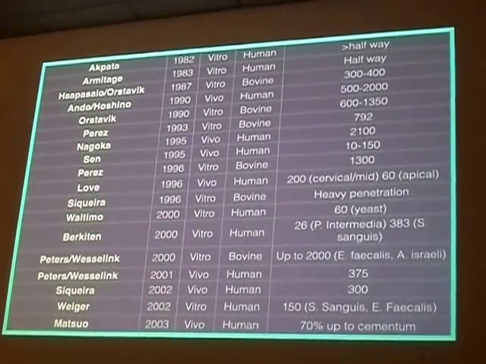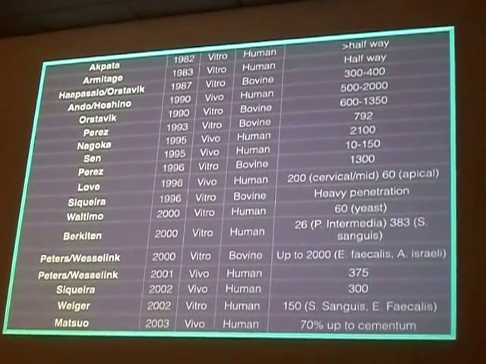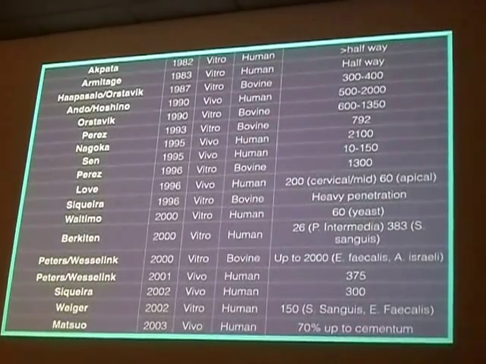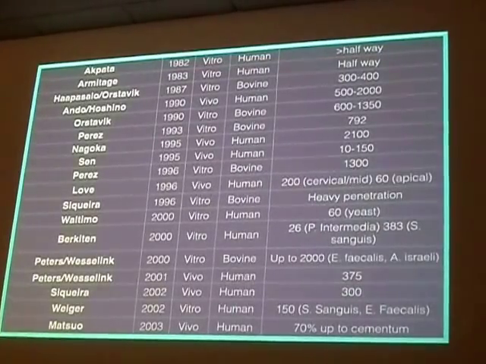And again, as with the apical constriction studies, we see that with bacterial penetration, we have many studies that have been conducted and a large variation on how far we believe that the bacteria actually penetrates into the dental tubules.